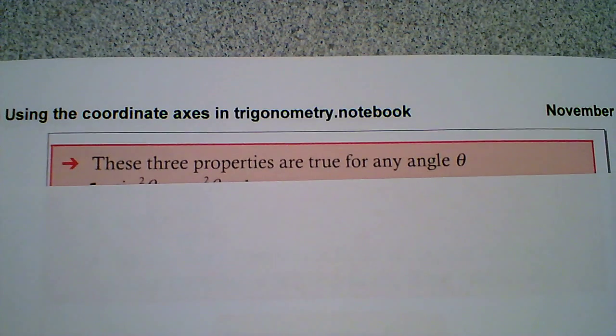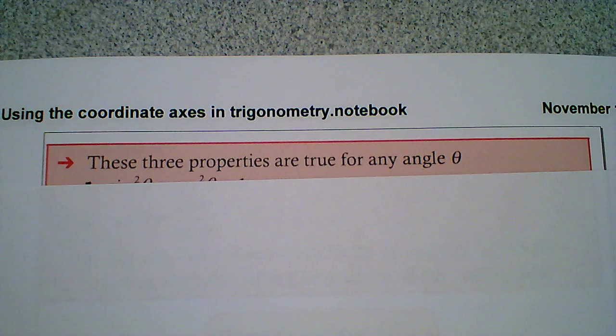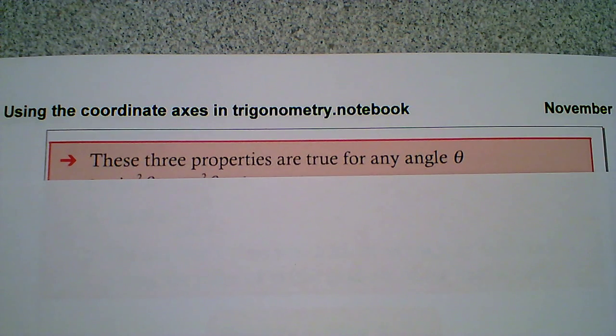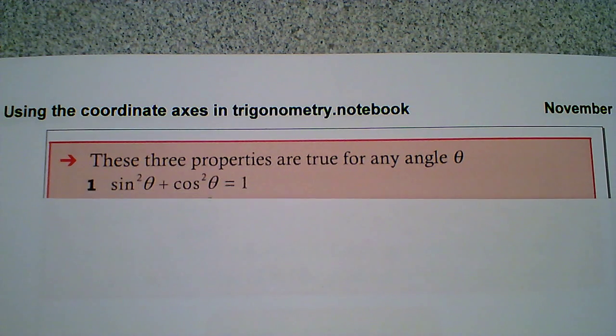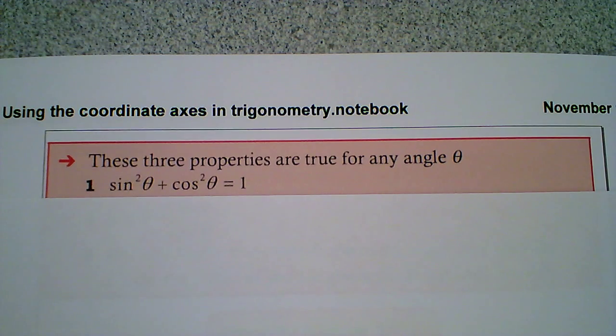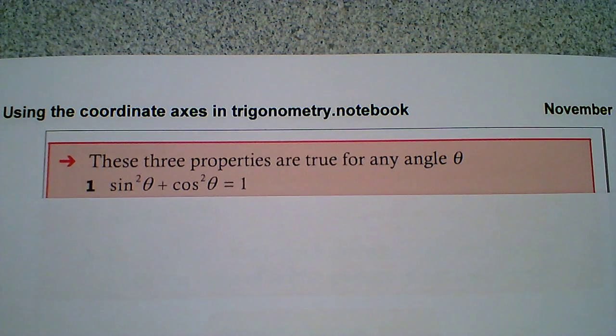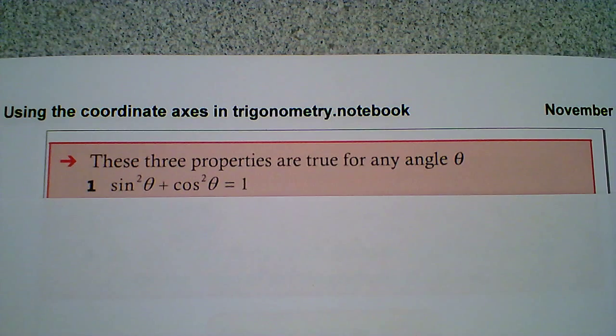So this leads us to three very, very important properties that we use in trigonometry for any angle theta. The first one is sine squared theta plus cosine squared theta equals 1. Now, let's take a look back at that particular angle and figure out how this works.